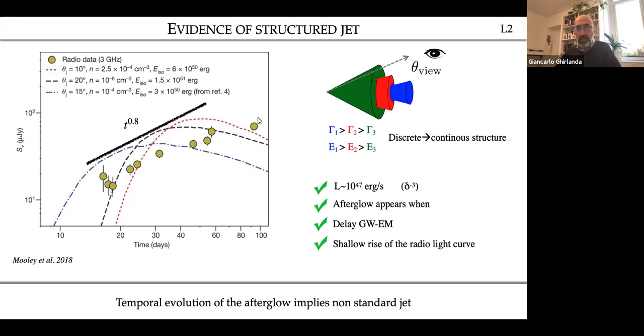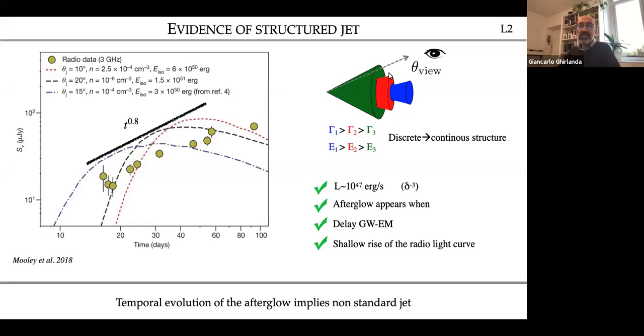And people then started to think about the possibility that instead we are dealing with a structured jet, because in the structured jet, very simplified model, which I described to you before, you can think about that as a kind of discrete, nested build-up of jets with individual energy and bulk Lorentz factor. For instance, in this sketch, what I draw is a core which has a large gamma and a large energy, and then the nested cones have progressively lower velocity and lower energy.